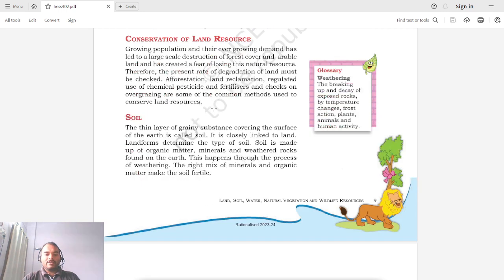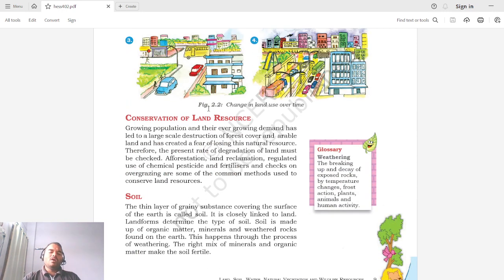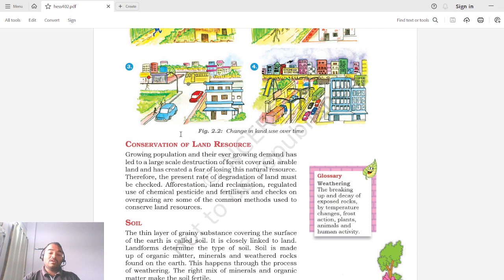Looking at all these pictures, do you think land conservation is required or not? What is the importance of this? You should think of land conservation. Hopefully you would have thought about how it is to be done, or what if we don't do land conservation. Now let us look into more details.